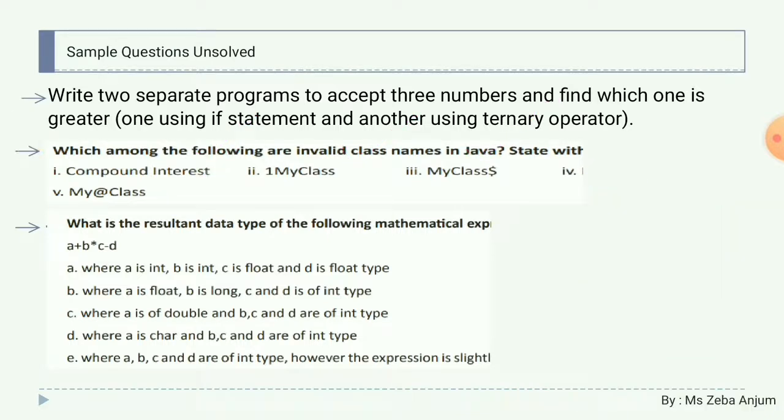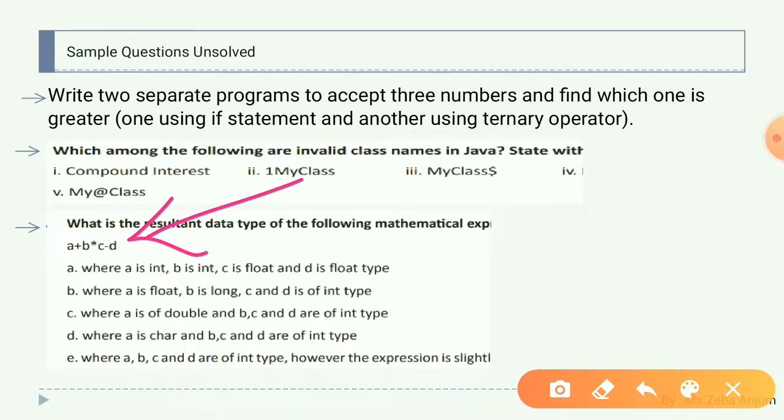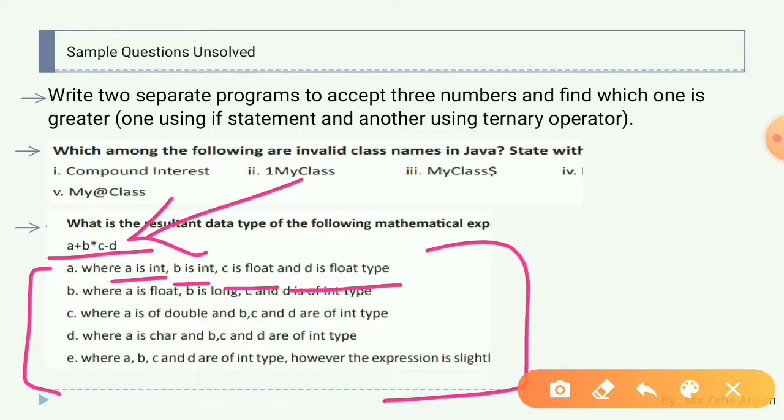Now see the next question: what is the resultant data type of the following mathematical expression? You have this mathematical expression, and you have to find out what kind of data type you will get in return. Here you have to see the hierarchy of data types that we studied in your third unit. There are different cases. The first one is when a is an integer, b is an integer, c is float, and d is float. We learned that the data type having the highest hierarchy will act as the resultant data type. Please try this question on your own.